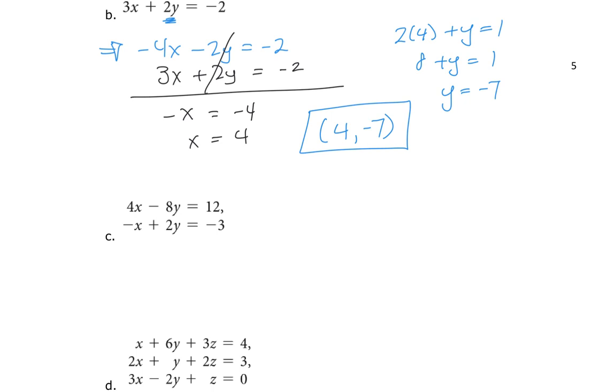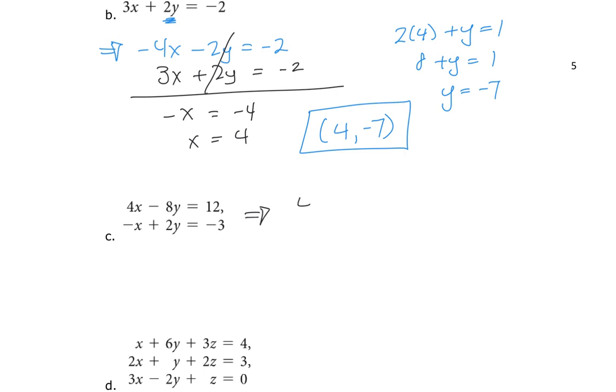In this example, I am going to multiply the second equation by a number 4, because then I'd have the coefficients to be opposite and the same. Opposite signs, the same 4s.